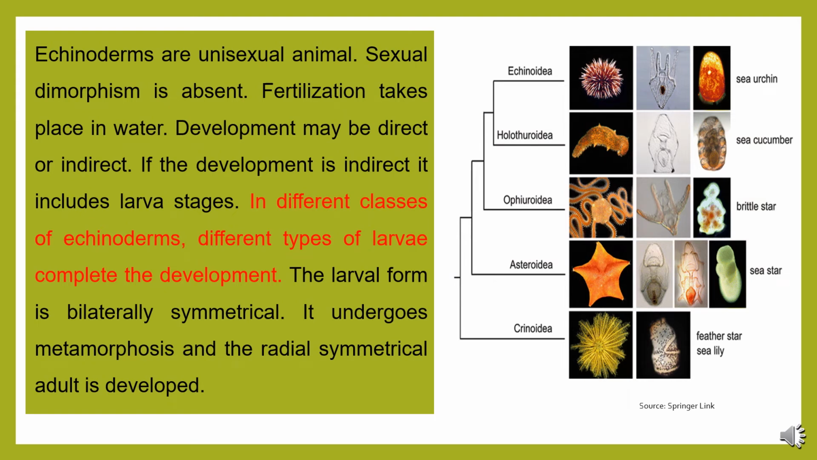Echinoderms are unisexual animals. Sexual dimorphism is absent. Fertilization takes place in water. Development may be direct or indirect. If the development is indirect, it includes larval stages. In different classes of echinoderms, different types of larvae complete the development. The larval form is bilaterally symmetrical. It undergoes metamorphosis and the radially symmetrical adult is developed.